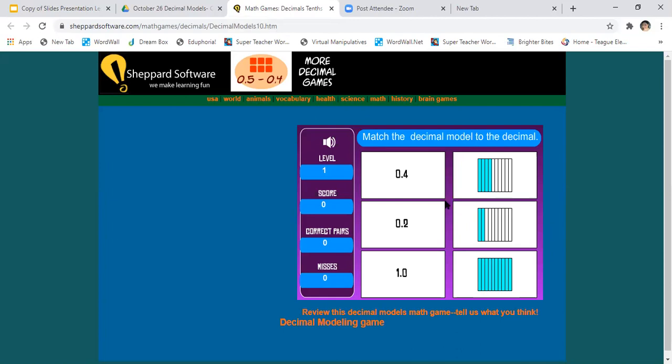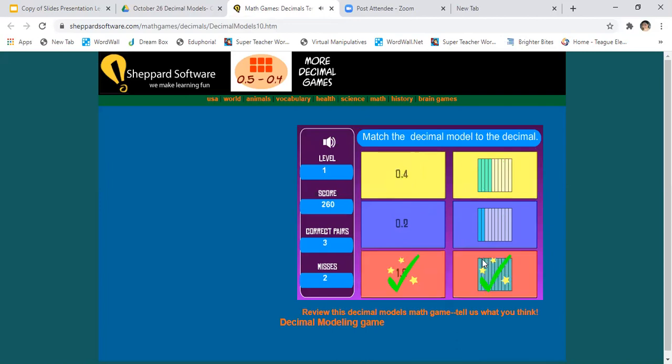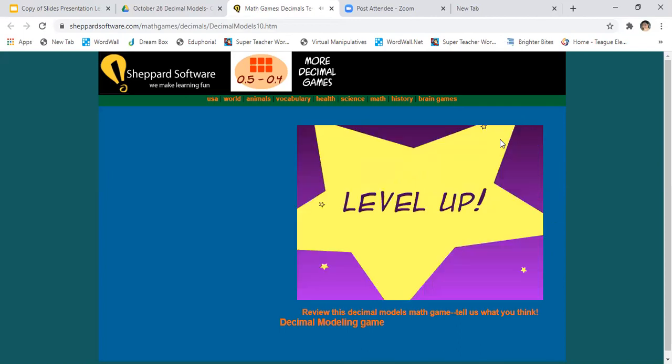So right here I go. I'm going to match the decimal to the model. Oops, that one was wrong. Let me try it again. Here we go. How about these two? There we go. So you are trying to do this not quickly the way I was trying to do it, but you want to take your time on this. You want to get it right. Go on to the next level.